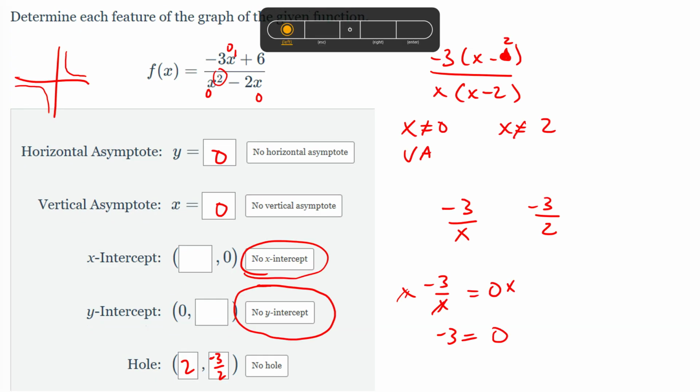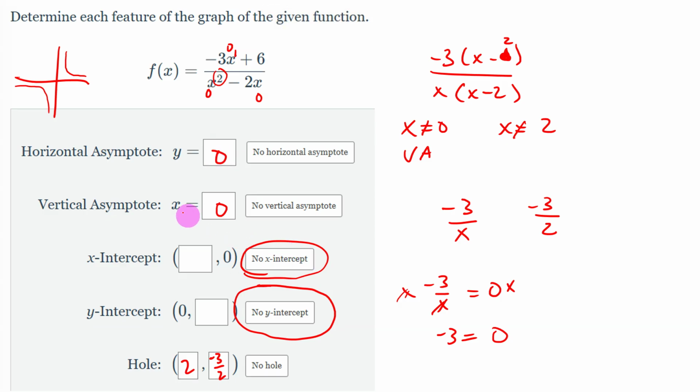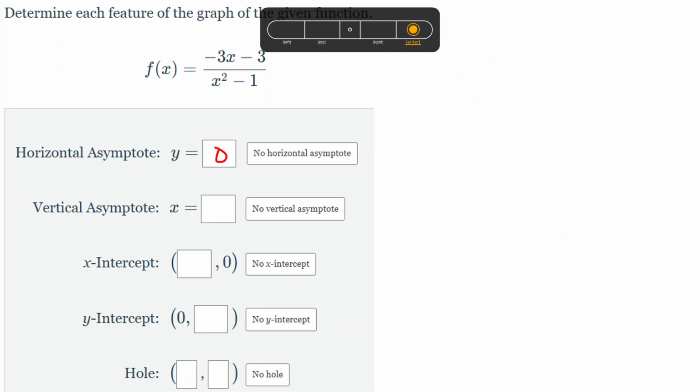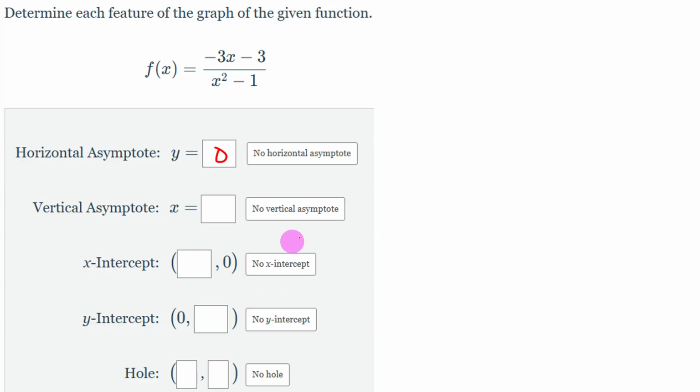Backwards. I even said this backwards. If there's a horizontal asymptote y equals 0, you'd have no x-intercept. If there's a vertical asymptote of x equals 0, you have no y-intercept. I said it backwards, I apologize. So we're going to have no x-intercept. We'll see that work out in a second.